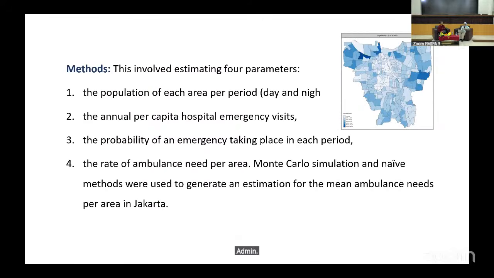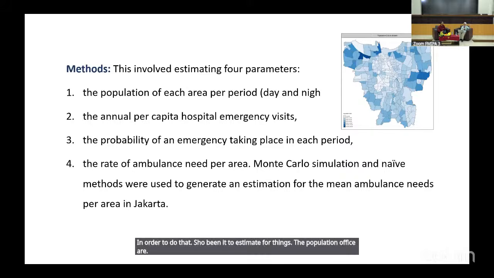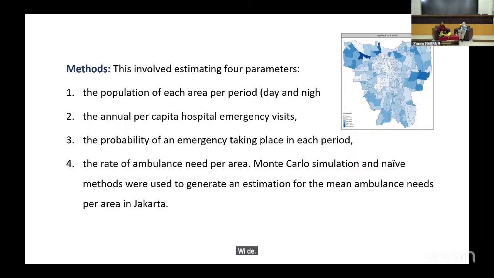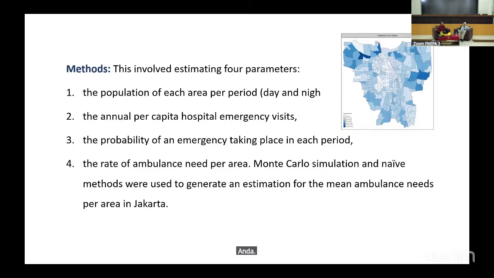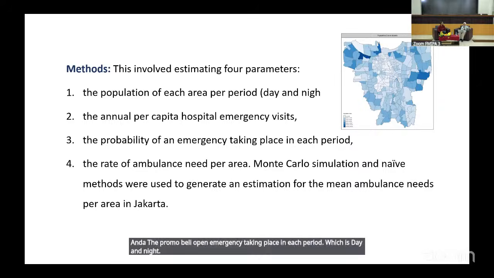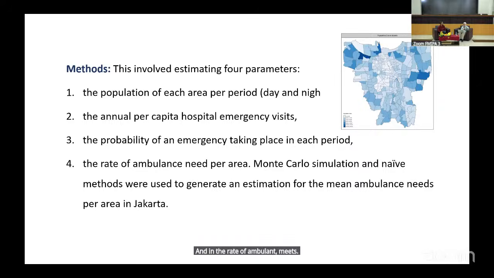In order to do that, we need to estimate four things. First, the population of each area per period, day and night. This is per kelurahan; we divided the demand into per kelurahan. Then we need the annual per capita hospital emergency visits, also per kelurahan. Then the probability of an emergency taking place in each period, day and night. And then the rate of ambulance needs per area. We use Monte Carlo and compare it with naive methods.